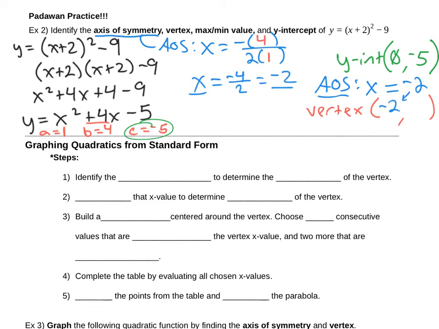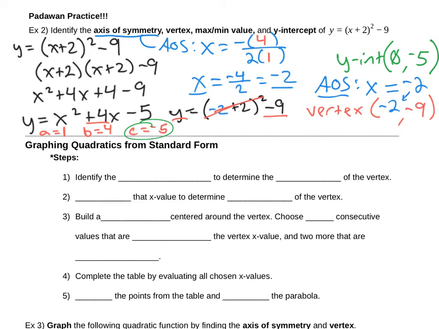So we got y equals negative 2 plus 2 squared minus 9. What happens in the middle there? It becomes 0, and 0 squared is 0. So we get 0 minus 9. So that means what? That means my y value is negative 9 for the vertex. So negative 9 for the y value.